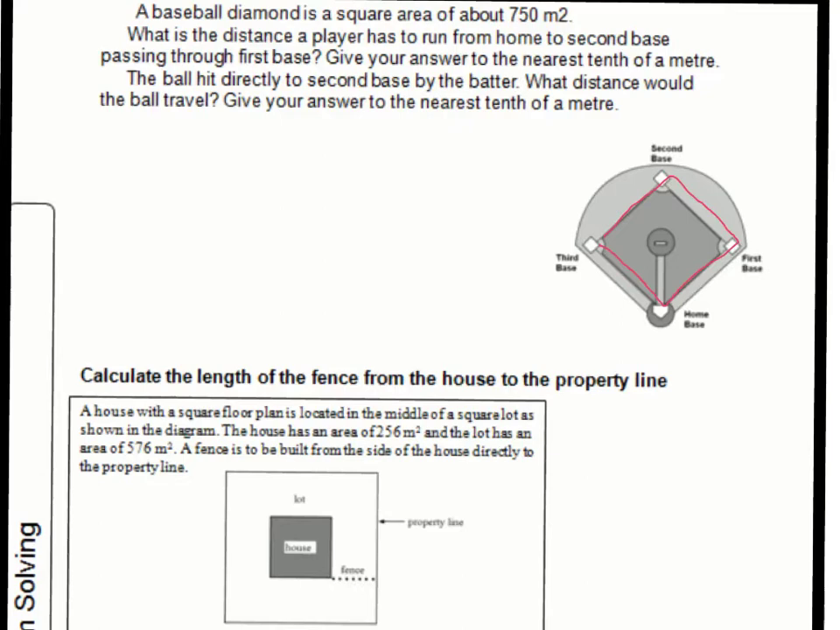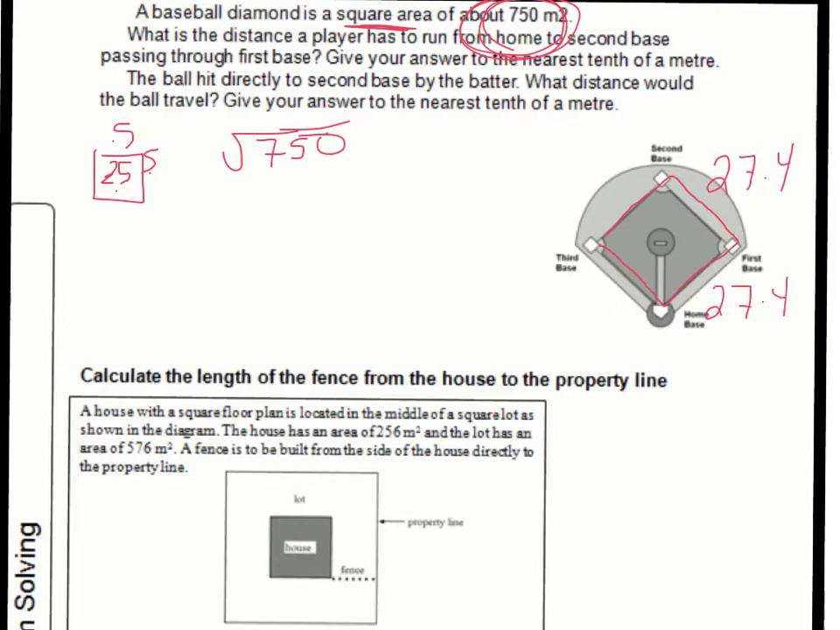If it was an area of, say, 25, it's not, but say it was, I could go, this is 5 by 5. I take the square root of 25, I get 5 by 5. It happens to be 750. So all I do is I take the square root of 750, which is 27.4, and all the sides are 27.4. So that's the first part.